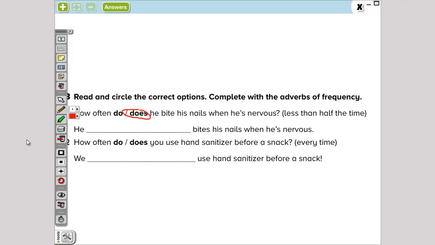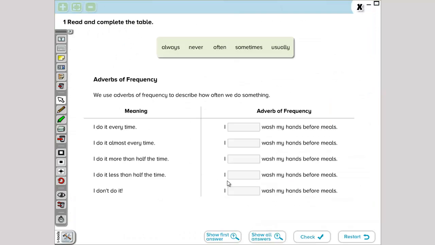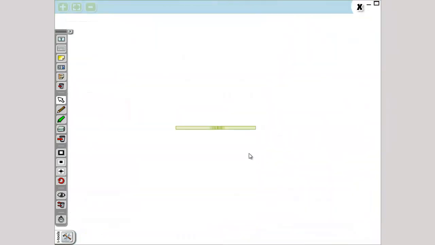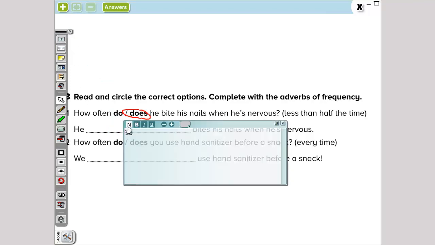How often does he bite his nails when he's nervous? Less than half the time. Entonces, si es menos de la mitad del tiempo, sería, ¿cómo sería? Less than half the time. Sometimes. So it is sometimes. I'm sorry, a veces se me olvida. Sometimes. Got it.